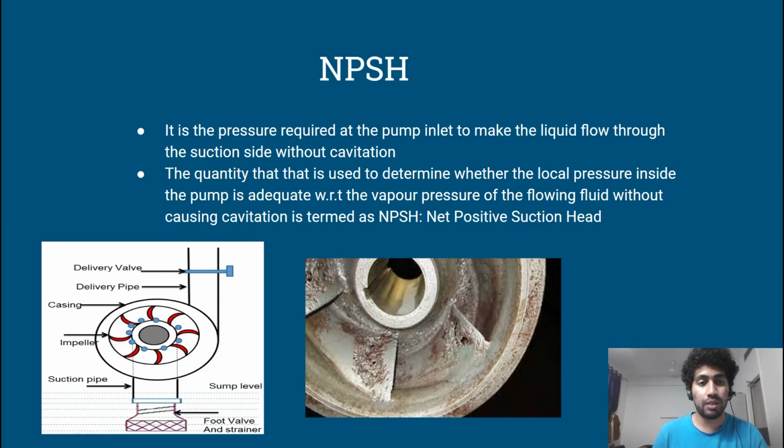NPSH or net positive suction head is the pressure required at the pump inlet to make the liquid flow through the suction side without cavitation. The quantity that is used to determine whether the local pressure inside the pump is adequate with respect to pressure of the flowing fluid without causing cavitation is termed as NPSH or net positive suction head. In this figure, we can see the damage caused by cavitation to a centrifugal pump.